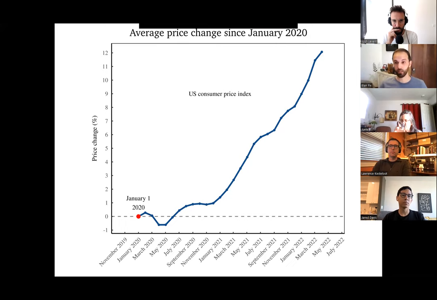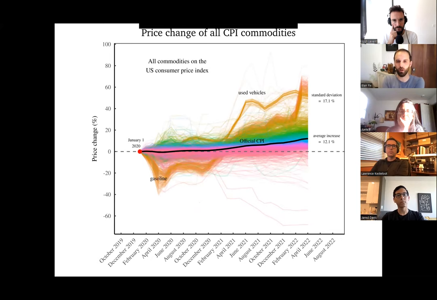The problem with this way of looking at inflation is that you kind of assume that it's uniform, but it's actually not. So this is what happens when we zoom out and look at all the commodities tracked by the consumer price index. Now the black line is the average from this chart, but we've had to zoom out so much that the 12% change looks very small compared to the scale of the change for all commodities. So some interesting trends here, right?